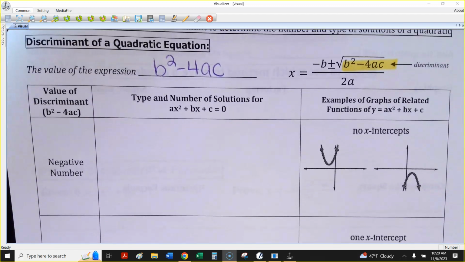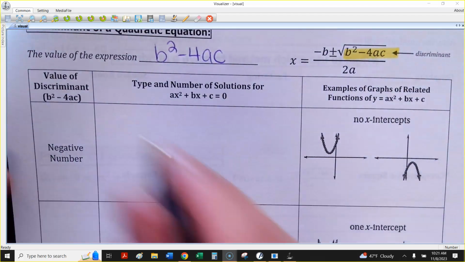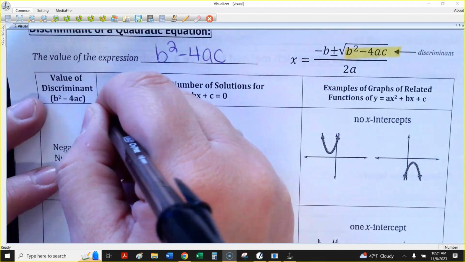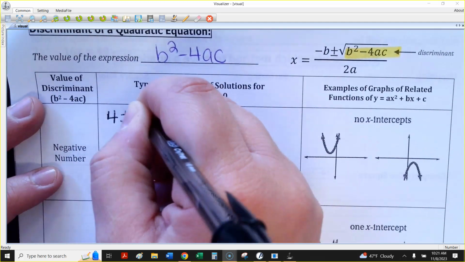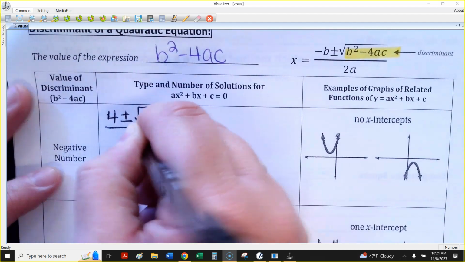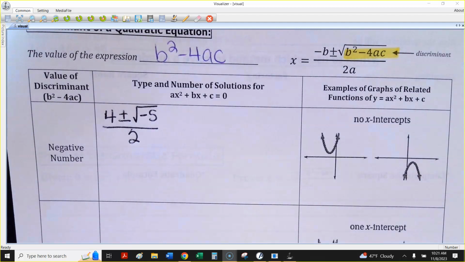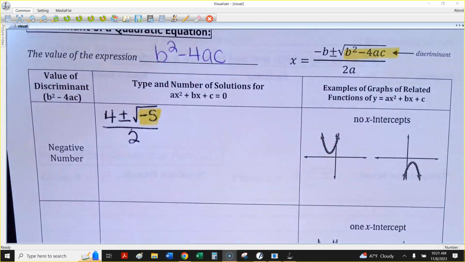What I'm going to do, I'm going to make up a little problem and pretend you full on did the quadratic formula, okay? I'm just making this up. Pretend you full on did the quadratic formula and you ended up with something like 4 plus or minus, let's say I had, I don't know, square root of -5, and maybe that was over 2. I'm just making this up. Okay, the discriminant in that would be the -5. So I ended up with -5 somehow under my square root.